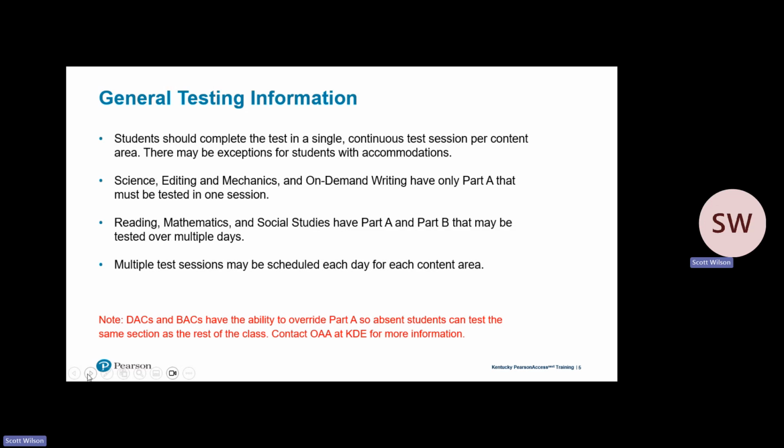One thing to note, DACs and BACs will have the ability to override part A. So if a student is absent for part A, they come back for part B and you want them to test with the rest of the class, you have the ability to override part A. This information is available if you contact OAA at KDE.